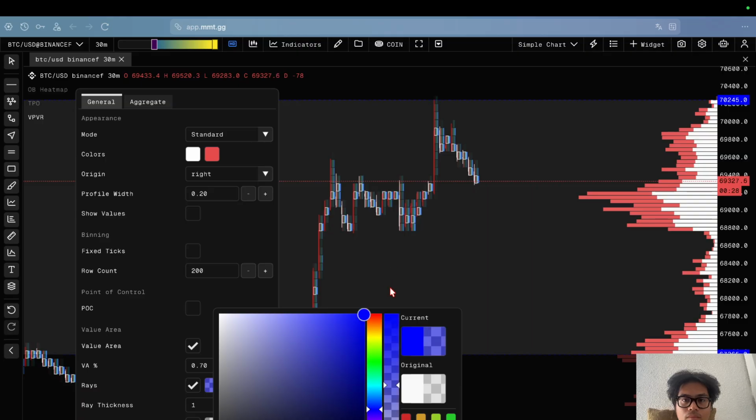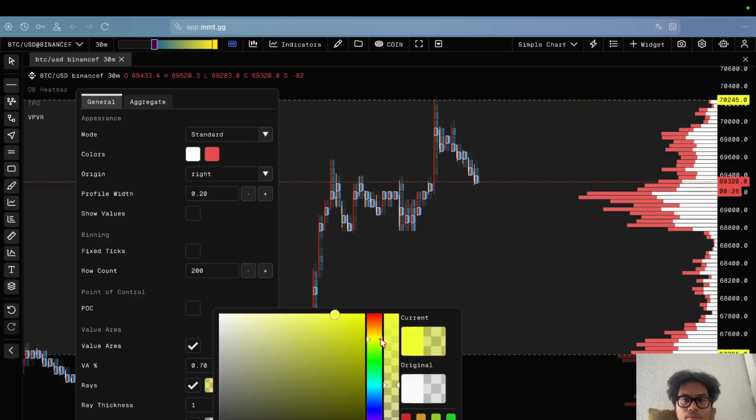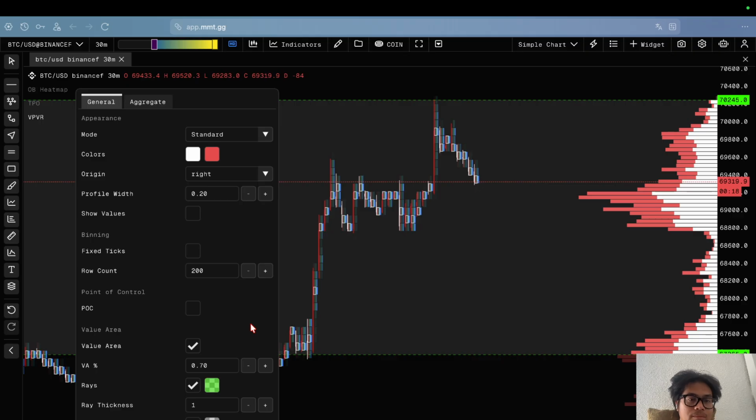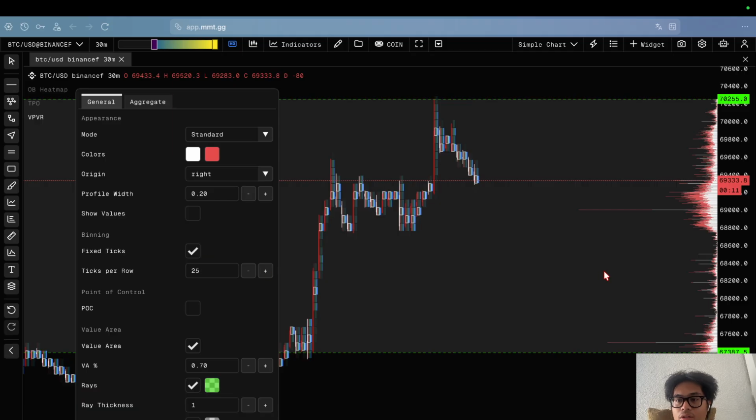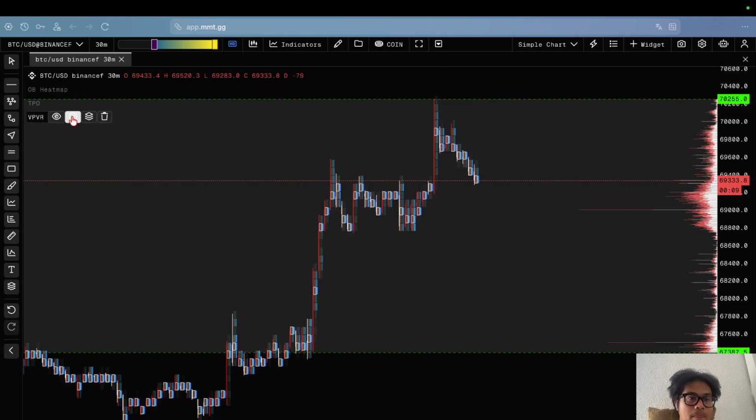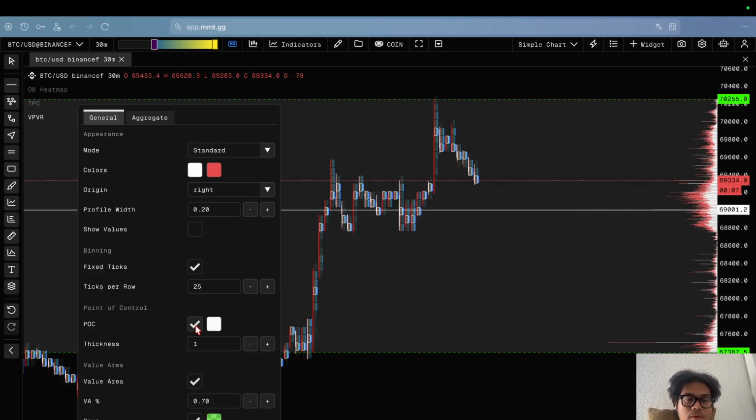I need a color that I can highlight. Yeah, this one will do. Because of the other colors, you can adjust to your liking. Okay, you can show the values, fixed ticks. Now this is much more accurate, but I use this. Okay, you can use it if you want. I'm going to leave it right there.